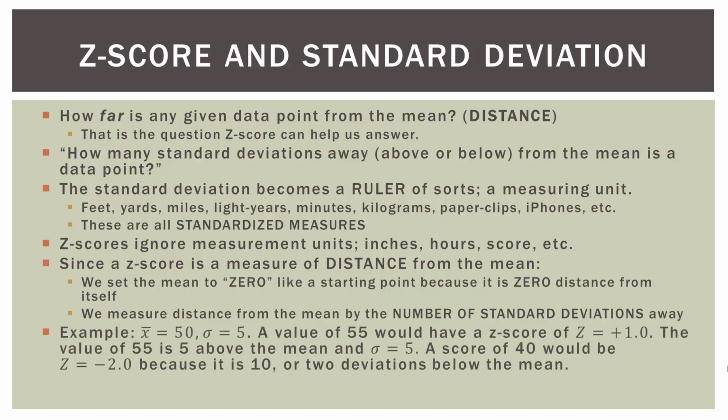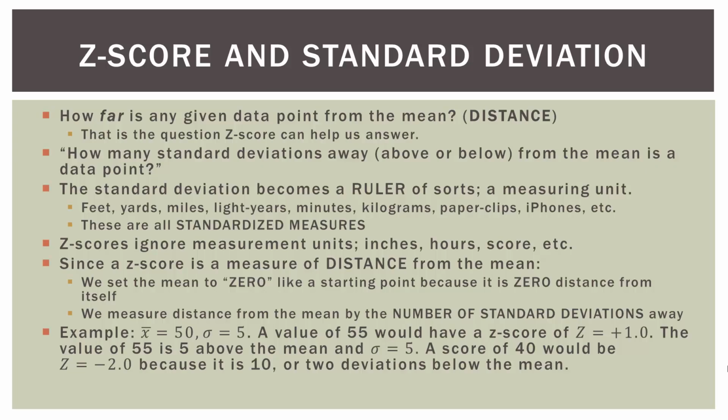So here's a really simple example. Let's say we have some data and our mean is 50 and we have a standard deviation of 5. So a value of 55 would have a z-score of +1. The value of 55 is 5 above the mean, and our standard deviation is 5. So the unit of standard deviation is 5. Our data point 55 is 5 above the mean, so our z-score is +1.